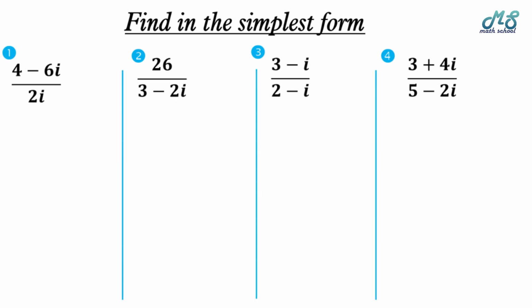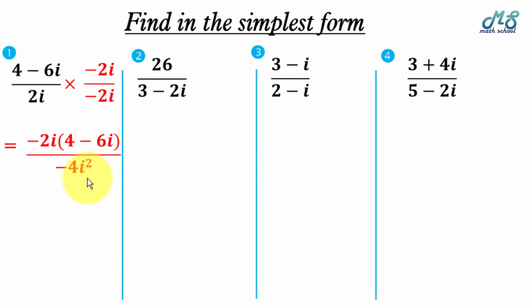For example, guys, find in the simplest form. Number 1: 4 minus 6i over 2i. Just multiply the fraction by the conjugate of the denominator, guys. It will be negative 2i. Up and down, we can say that 4 minus 6i times negative 2i by using distribution property. Down we have 2i times negative 2i, negative 4i squared. Now use distribution property. We get negative 8i plus 12i squared over negative 4i squared.